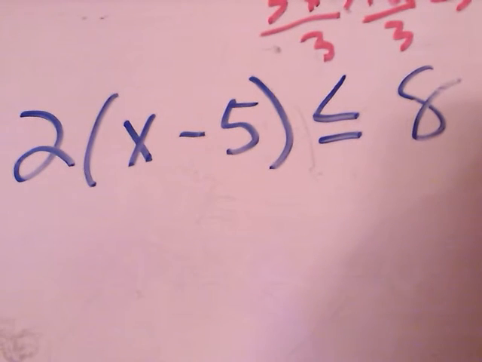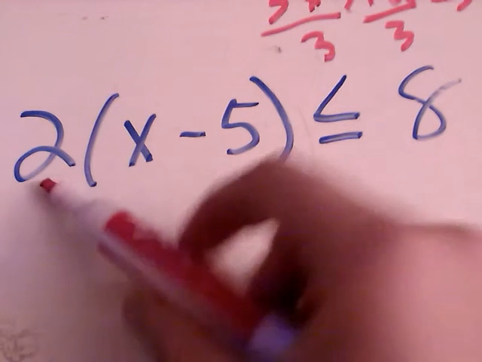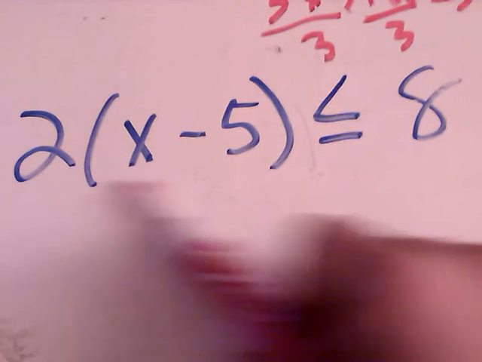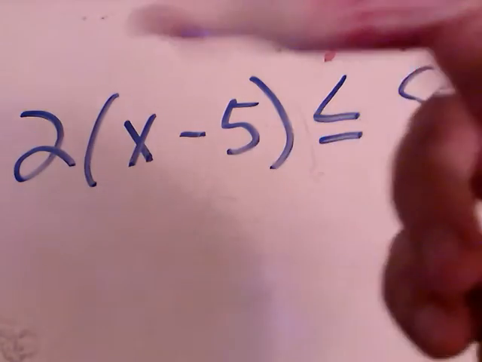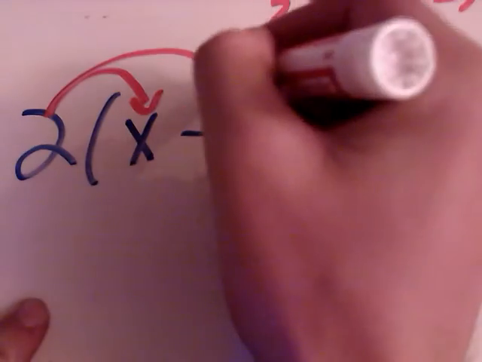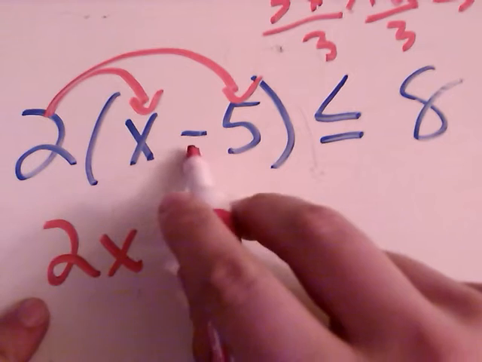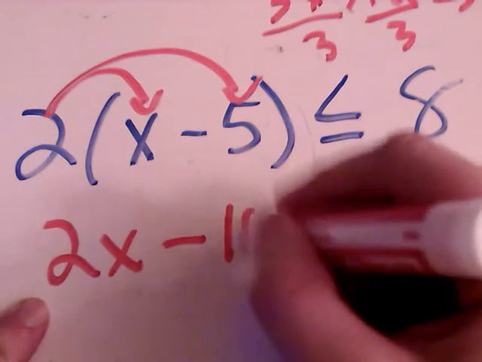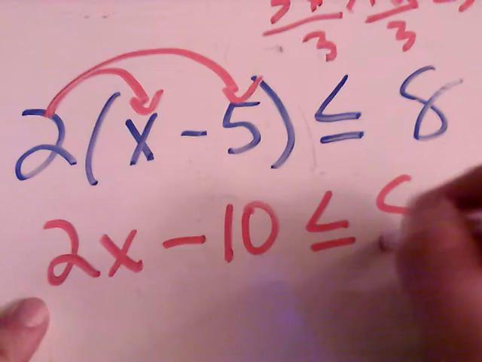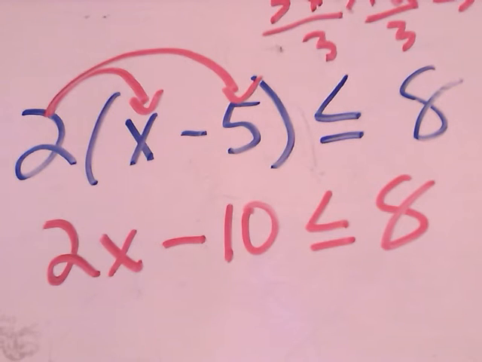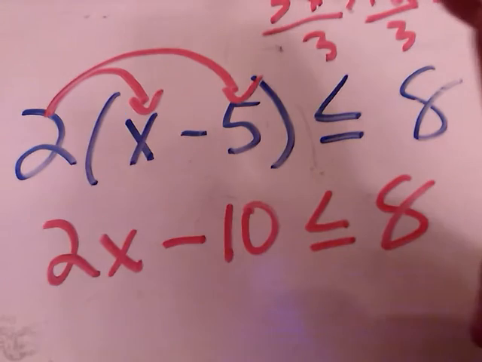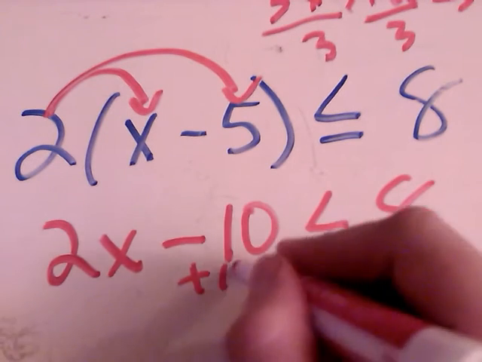Alright, so this right here: 2x minus 5 is less than or equal to 8. Now remember, there are two ways to do this. We've seen something like this before. We talked about this. You can either divide by 2 right away or distribute. I am going to distribute first. So 2x. Remember, this is a negative sign, so you have to carry that down. So at this point, it's one just like the one we just did up here. Add 10 to both sides.